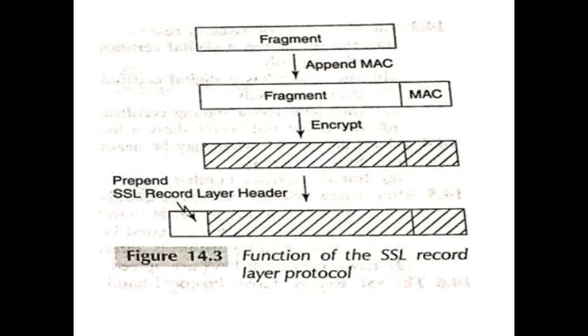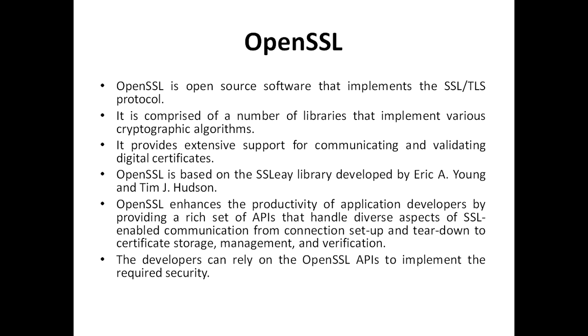This SSL record layer protocol header contains a 1-byte content type field, which identifies the higher layer protocol used to process the fragment, and 2 bytes which are used to specify the version number. Finally, the length field indicates the fragment size in bytes. So these are the functions of the SSL record layer protocol.